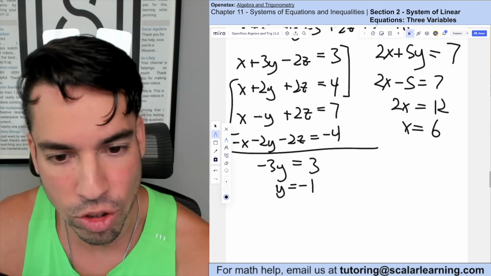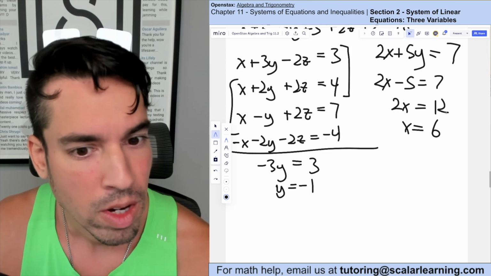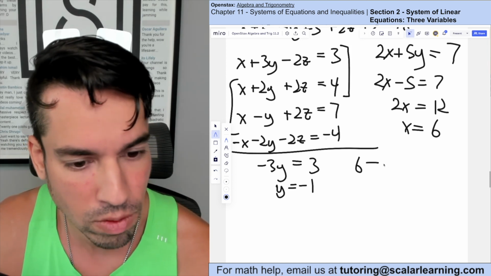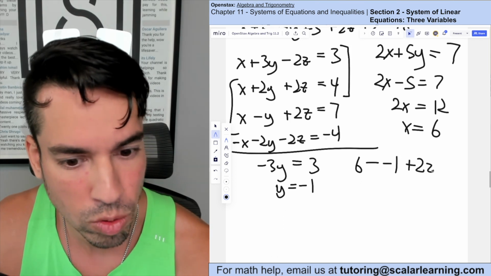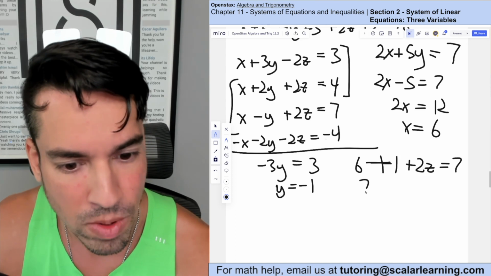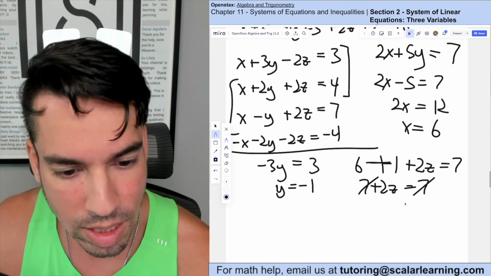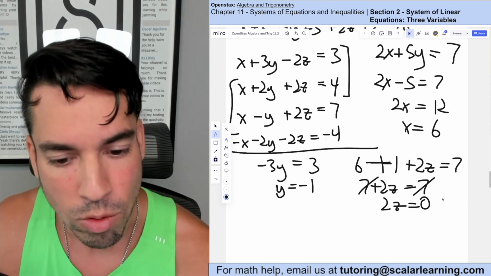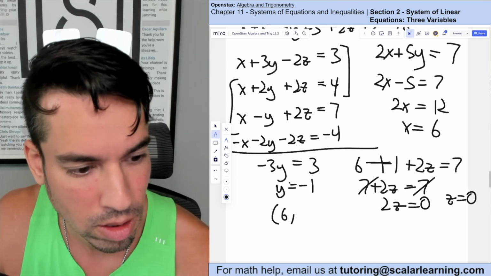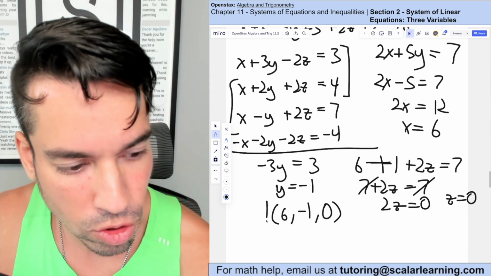Now we got to get z, so let's choose one of these equations and plug it in. Let's choose this one. This one looks pretty easy. So we got 6 for x minus negative 1 for y plus 2z is equal to 7. That double negative becomes a plus. 6 plus 1 is 7. So 7 plus 2z is equal to 7. Subtract 7 from both sides, that's 0. 2z equals 0, which means z equals 0, which means our final solution is 6, comma, negative 1, comma, 0. And that is how you do it.